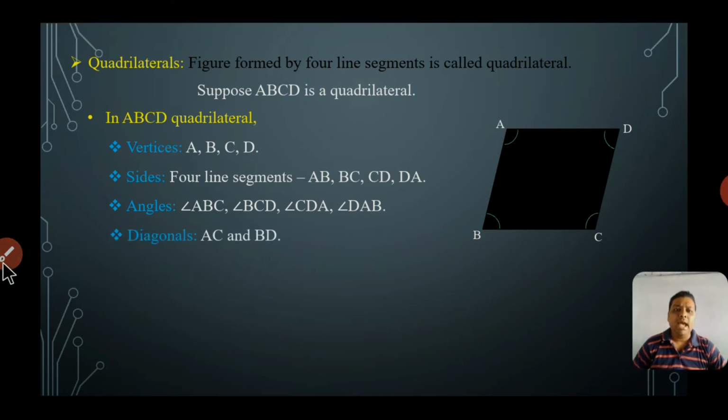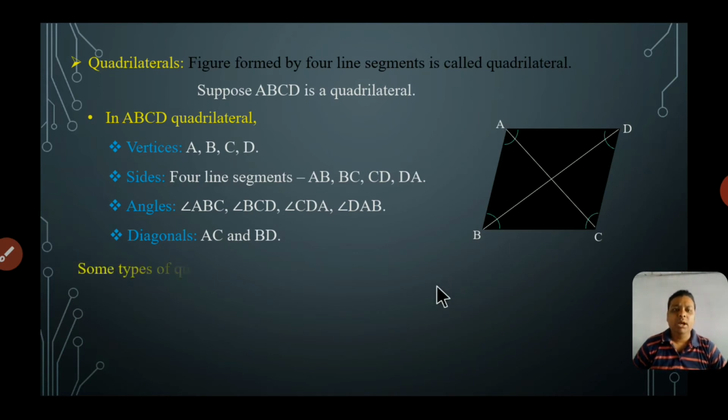Now, diagonals AC and BD. If we join two vertices which are opposite to each other, then these are called the diagonals. You can see here that AC and BD are the two diagonals of this quadrilateral. Always in a quadrilateral there are two diagonals.